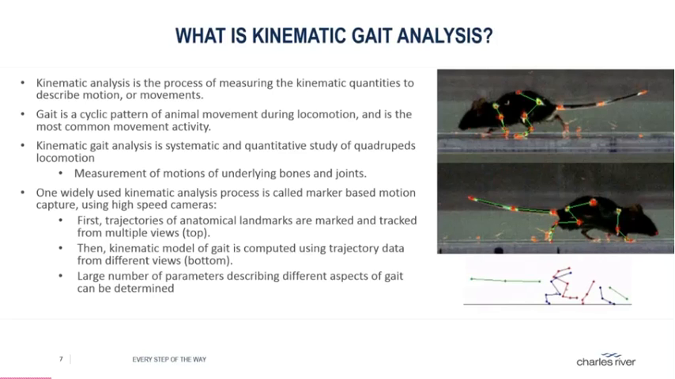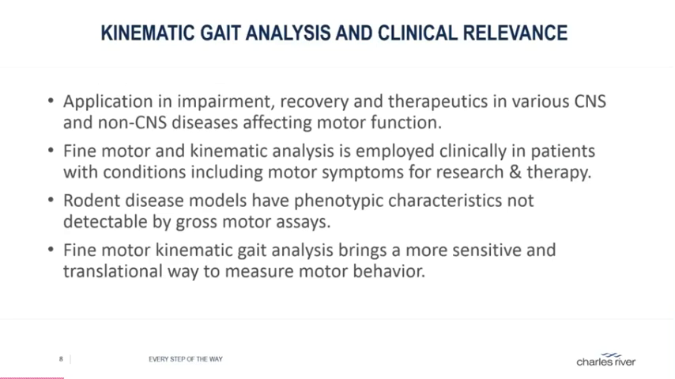One widely used kinematic analysis process is called marker-based motion capture. So that's something we are doing here. On the right-hand side, you can see a mouse with marked anatomical landmarks with different colors, and those markers are tracked. On the bottom is an example of a kinematic model or snapshot of the reconstructed motion. And finally, from the kinematic gait model, several parameters describing various gait properties can be automatically determined.